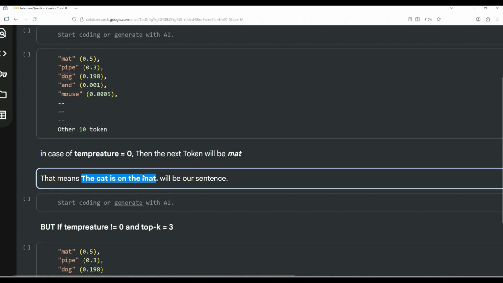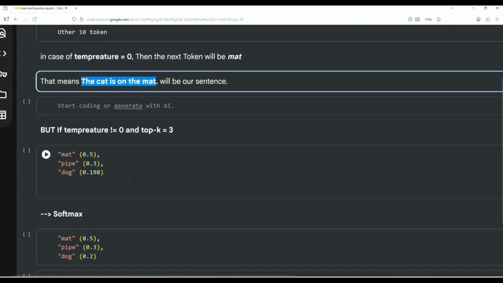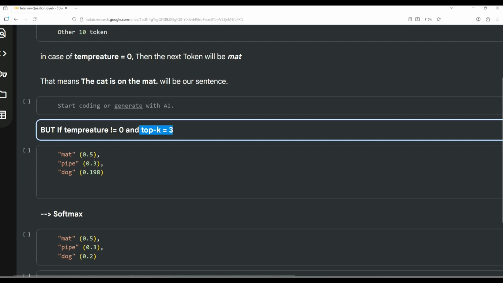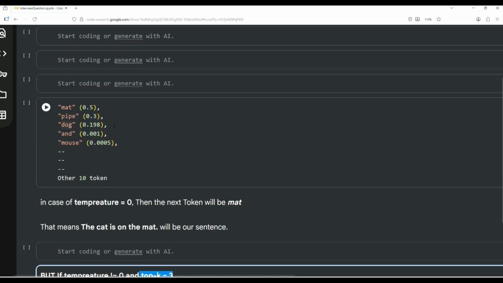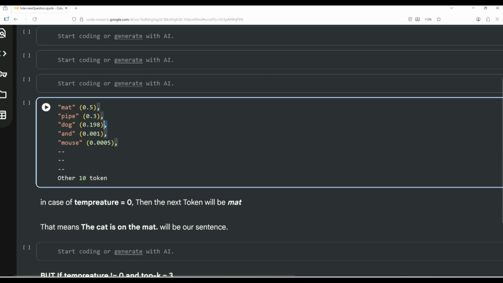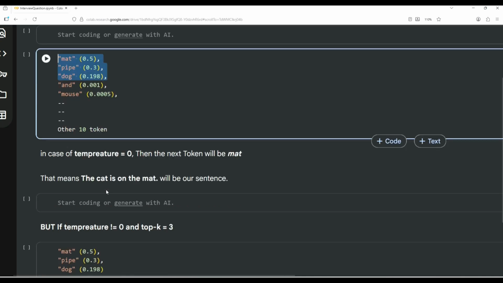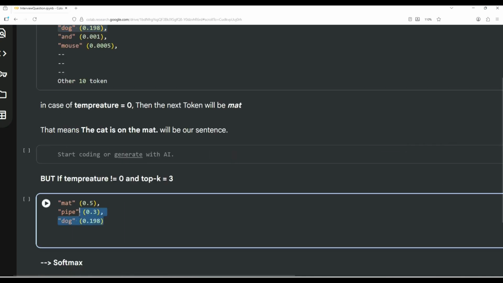Okay, but if you do not have temperature equal to 0 and top K equal to 3, then in that case what will happen? In that case, the top 3 tokens with the highest probability will be selected, and any of them can be your next token. Okay, so suppose I have selected these 3 tokens, right? Now any of these tokens can be our next token.